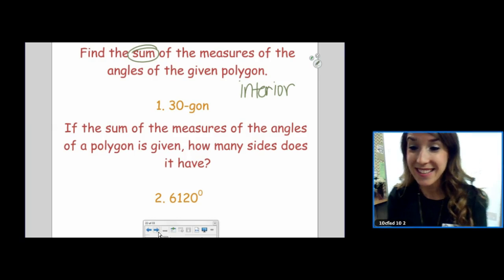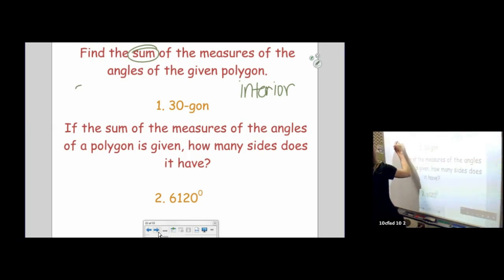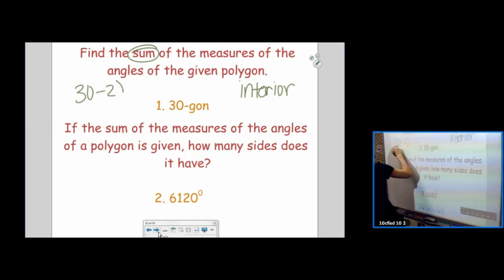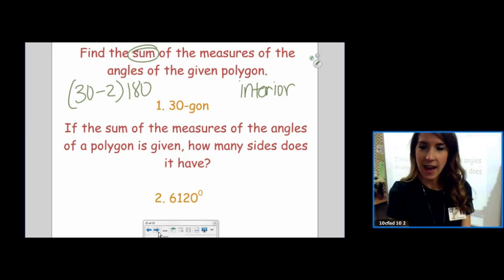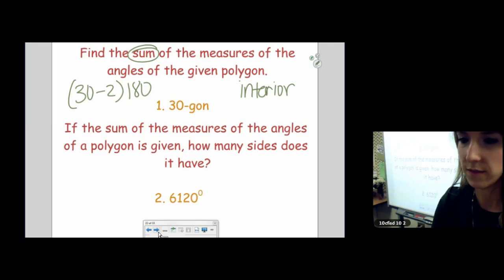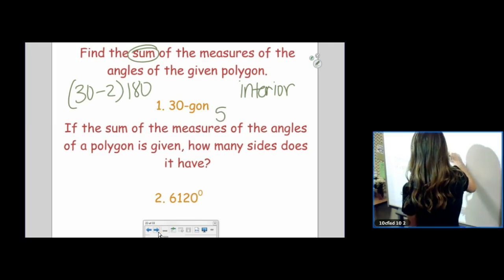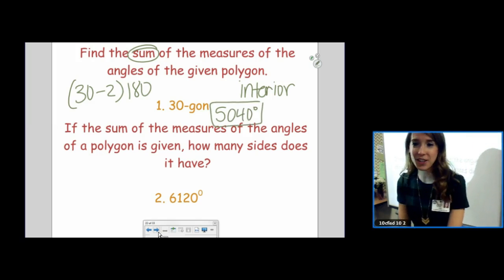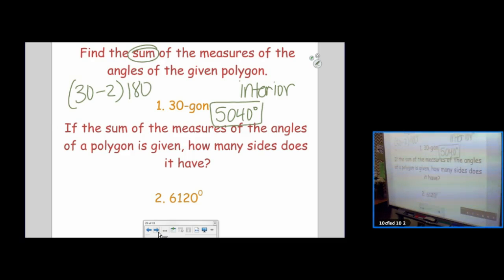All right, did you do it? Use your brand new formula. Try it on. N minus 2 times 180. 28 times 180. Okay, just kidding. All right, so the answer is 5,040 degrees. As the shape gets larger, the sum of the angles gets larger as well. Okay, next one.